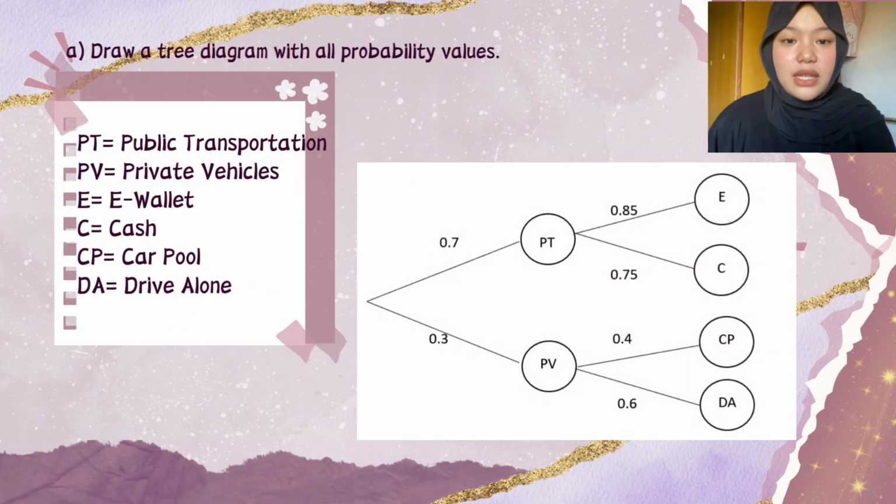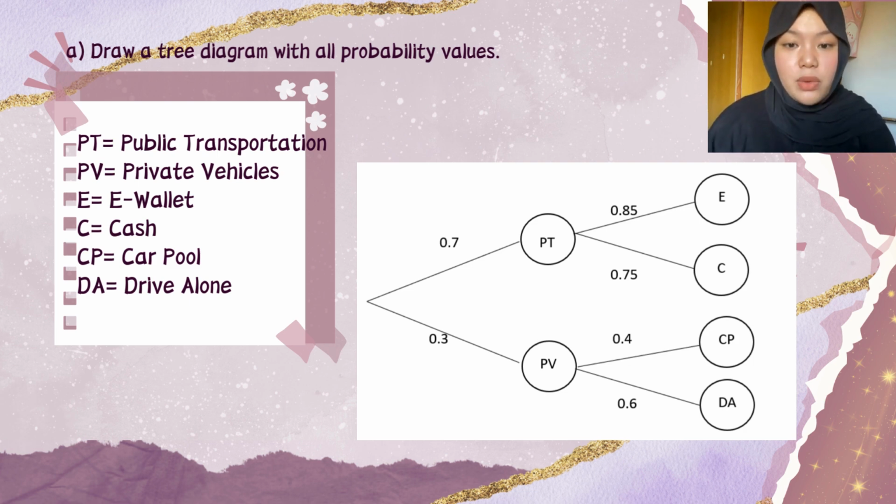Next, we move on to case study 2, involving a tree diagram about transportations and payment behavior. There are two main transport choices: public transport labeled SPT with a probability of 0.7, private vehicle labeled SPV with a probability of 0.3. For those who use public transport, 0.85 of them use e-wallets labeled SE, 0.75 use cash labeled SC. For those who use private vehicles, 0.4 carpool labeled SCP, 0.6 drive alone labeled STA.